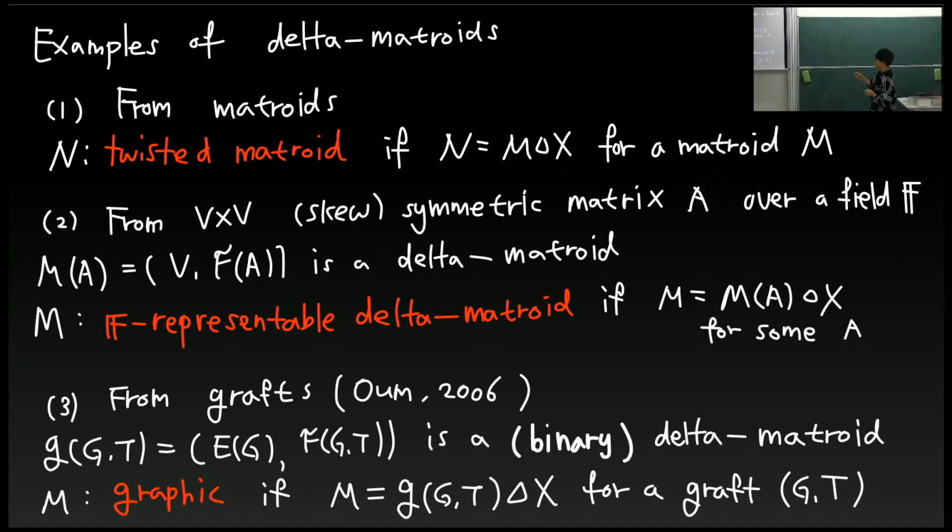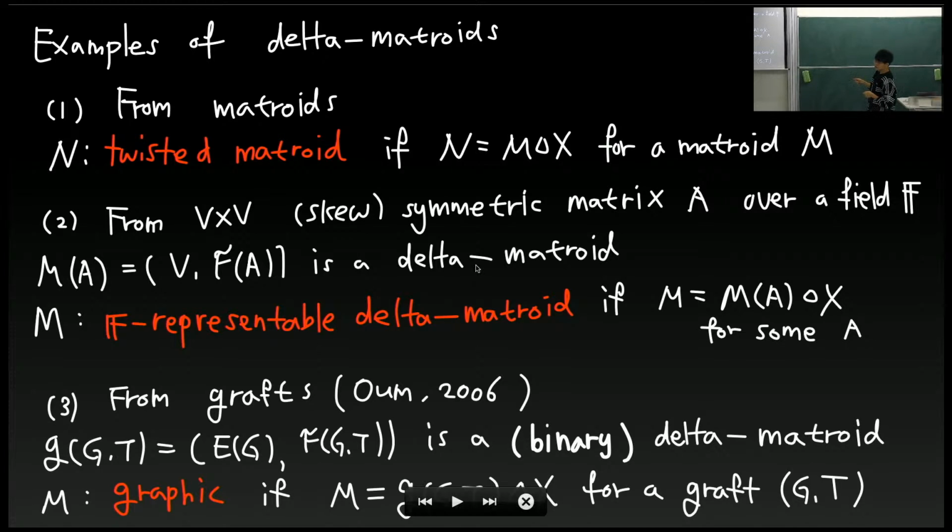The last example comes from graphs. We also know that G_GT is a delta-matroid, even a binary delta-matroid. Then we say that M is graphic if M is equal to G_GT up to twisting for some graph GT.